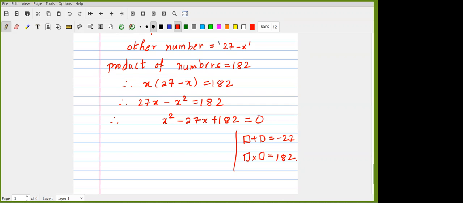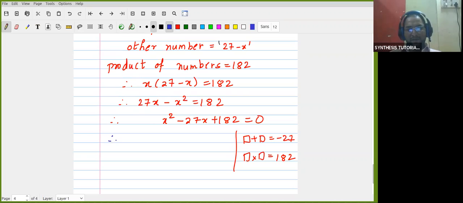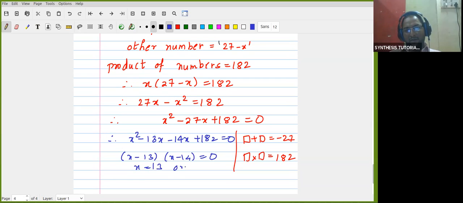13 and 14. Minus 13x and minus 14. Yes, you're right. So the numbers are minus 13 and minus 14. And when you simplify this further, you will get (x minus 13)(x minus 14) equals 0. So our roots are 13 or 14. So basically the numbers are 13 and 14. All of you agree?